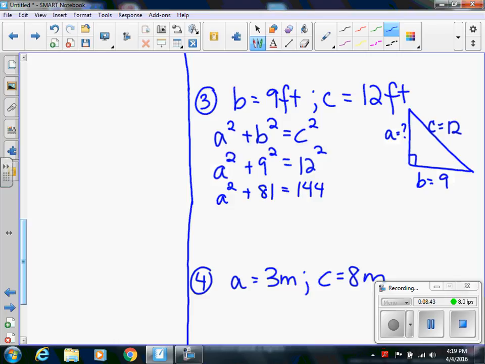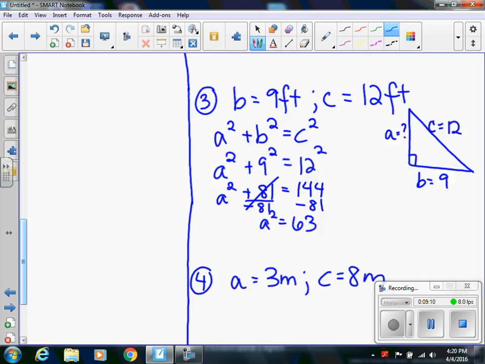Now, again, this is algebra. I need to move this 81. I need to get rid of it from this side and put it on the right-hand side, because I want the A to be alone on the left-hand side. That means I'm going to minus 81 from both sides. That's going to cancel it out here and leave me with the A squared. So A squared is equal to 63.